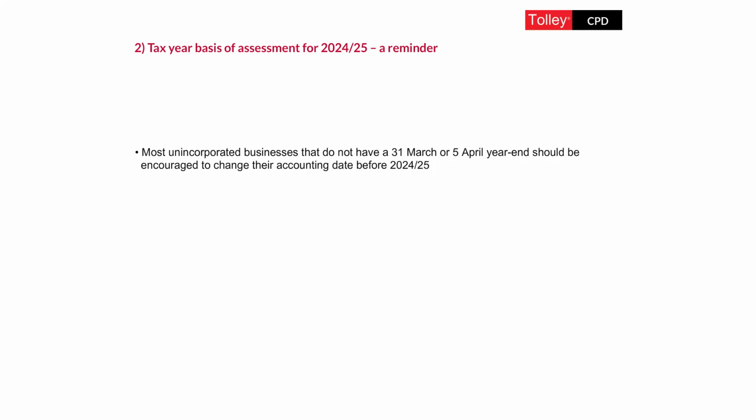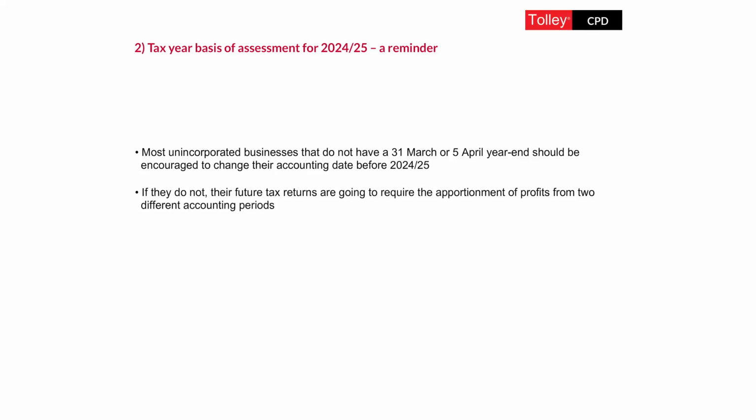So let me just give you a quick reminder of one or two of the key points about the new tax year basis of assessment before we get into the details of this lecture. Remember that for most unincorporated businesses, they're going to want to change their accounting date to tie in with a tax year before you get to 24-25. And also worth reminding you that the legislation does allow you to treat the 31st of March as if it is a 5th of April. So some people will prefer to keep their accounts to a calendar month.